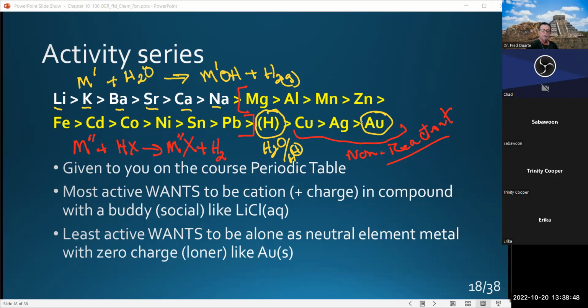Because the most reactive wants to be a cation. It wants to be ionic. And the least reactive is a lot more stable, more happy, if you will, as a neutral element. So we are just comparing the metals themselves relative to each other.